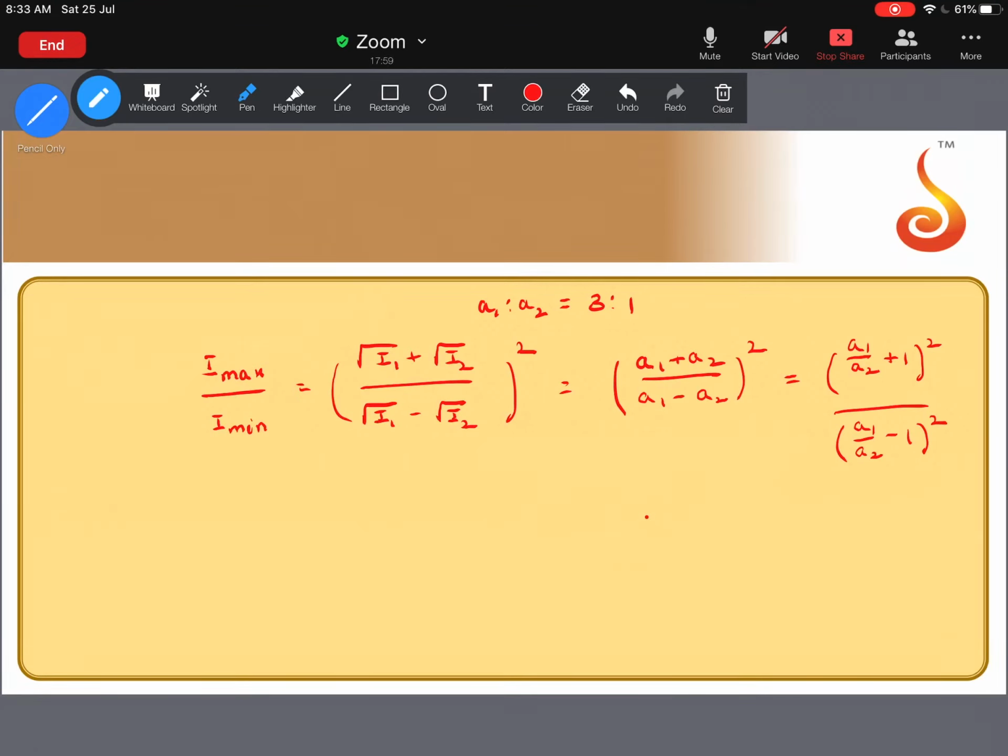So we substitute the value of A1 is to A2, which is 3 is to 1. So we get A1 by A2 as 3. And this gives us (3 + 1) divided by (3 − 1) whole square, which will be 4. So the ratio between maximum and minimum intensity is 4.